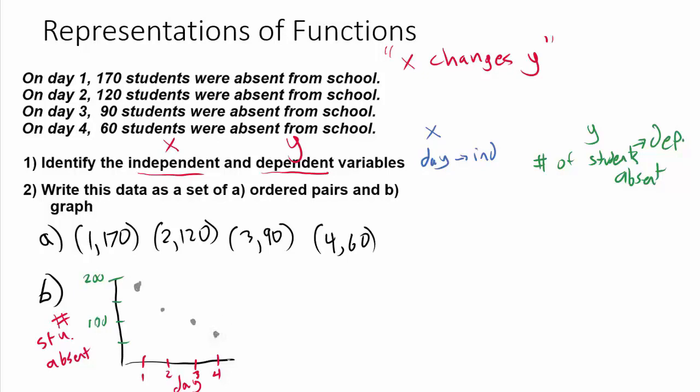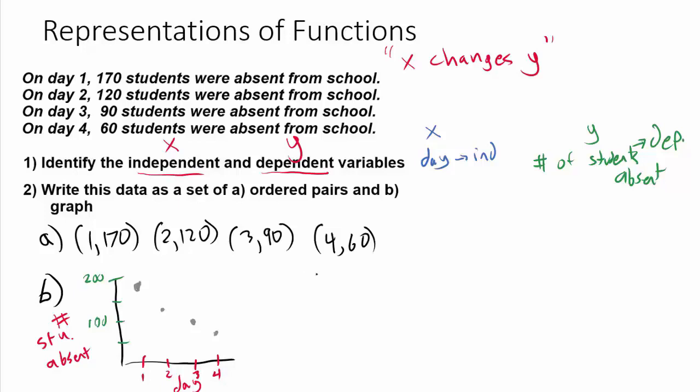Okay. So we're not going to connect the dots here. We're not trying to create a graph or a line like you might be with some graphs. We're just going to create dots for the ordered pairs. They haven't given us any kind of middle information, and it doesn't make a whole lot of sense to connect the dots. On day 1.5, we wouldn't really think about how many students would be absent. So we'll just have dots for this.